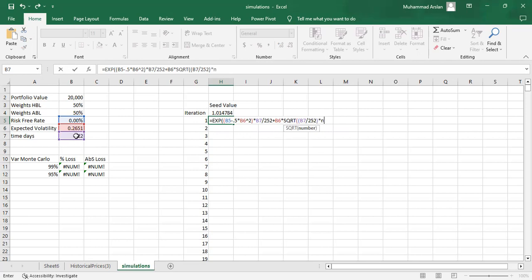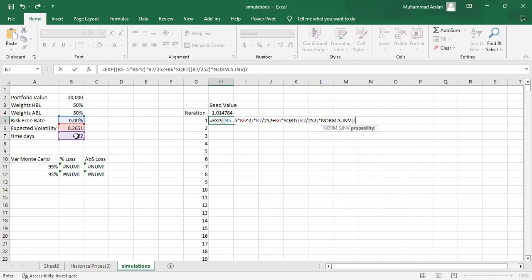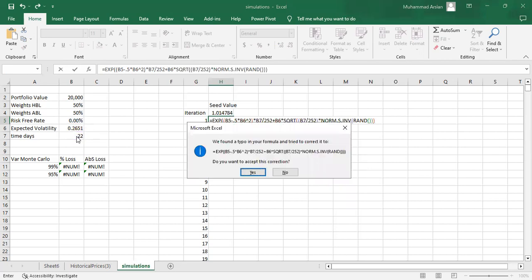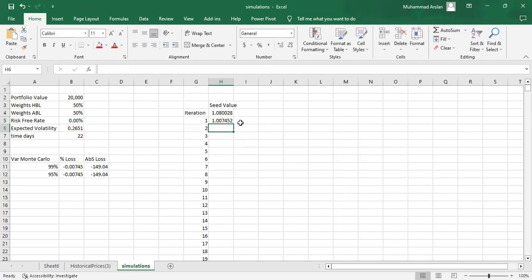Then we will multiply by the normal inverse function, where we take the random values. We use the RAND function for the probability, then close the brackets and hit enter. Sorry, we get an additional bracket over there. Okay. The next thing is we iterate our model for 1,000 times.